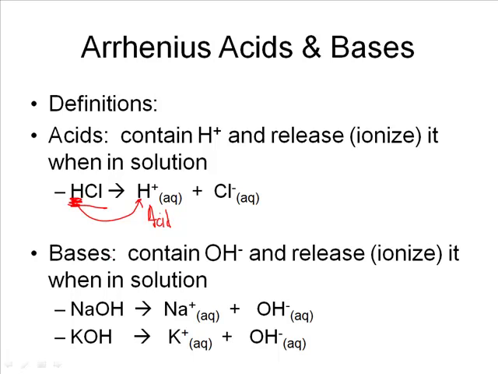If you put it in solution and it separates and makes an OH, the OH is at the end of the formula. For instance, these two separate and you've got Na+ and then OH-, that means it's a base. So you're looking for the H in the beginning, an acid, the OH at the end, that's a base.